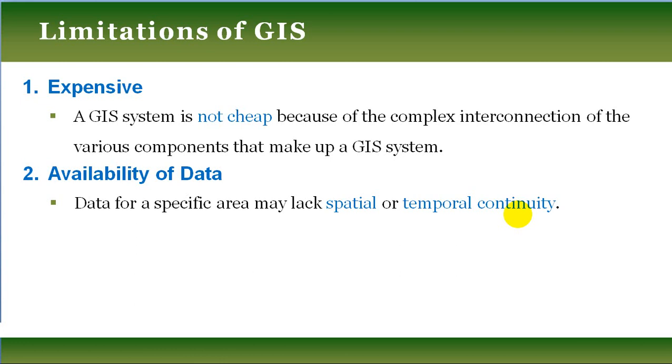For the 5 decades I got the data, but for one particular year I am not getting any population data. So this is sometimes problematic, and this is called lack of temporal continuity. Temporal continuity is missing in your GIS data. Spatial continuity missing, temporal continuity missing. So this is another drawback you may consider.